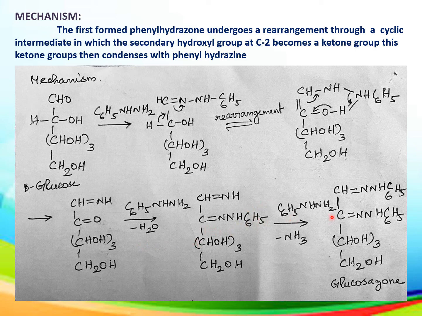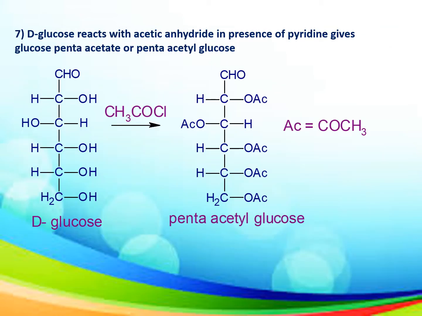And one more phenylhydrazine is going to react with this first carbon atom. Ammonia is going to eliminate here as NH3. This N, these two hydrogens and one more hydrogen are going to eliminate at this position. CH double bond N, the remaining NHC6H5 is added here. This is the structure of glucosazone. This is a very important question which can be frequently asked in your exams.